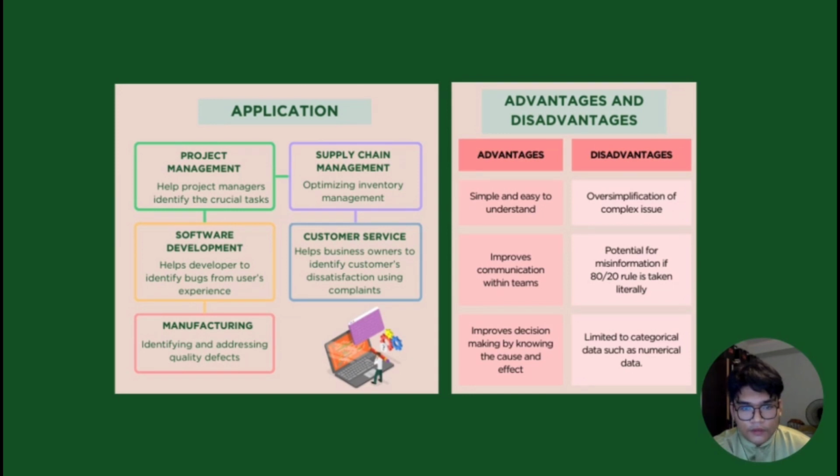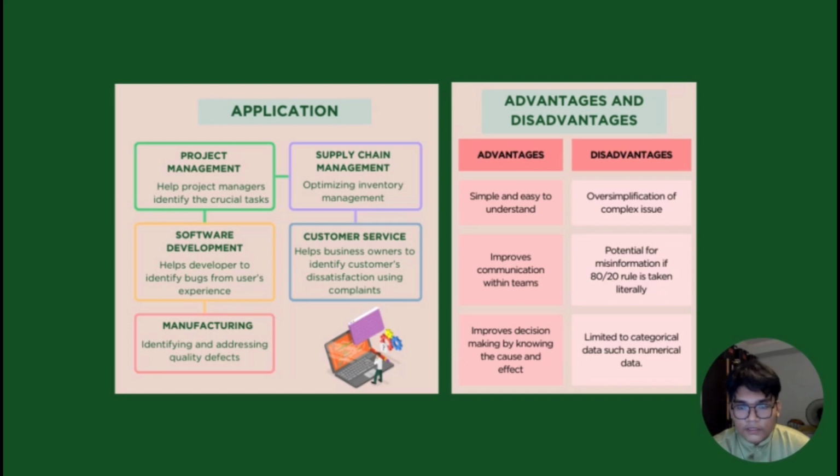Pareto chart can be used in different industries, such as project management, where it helps project managers to identify crucial tasks. Software development helps developers to identify bugs from users' experience. In manufacturing, Pareto chart can be used to identify and address quality defects. In supply chain management, Pareto chart is used to optimize inventory management. And lastly, customer service, where business owners can identify dissatisfactions from customers through complaints.